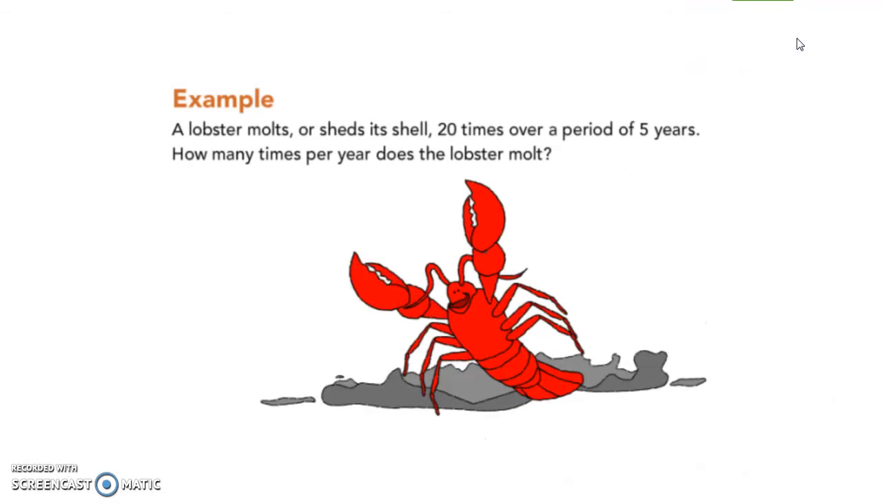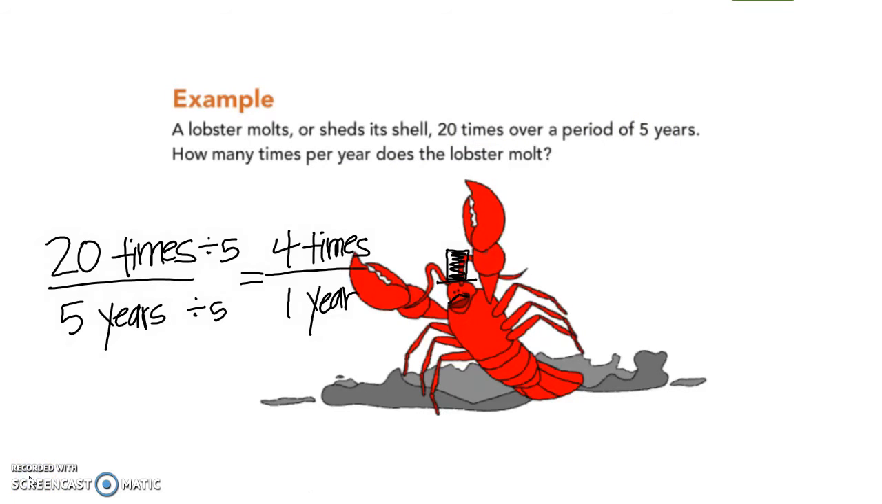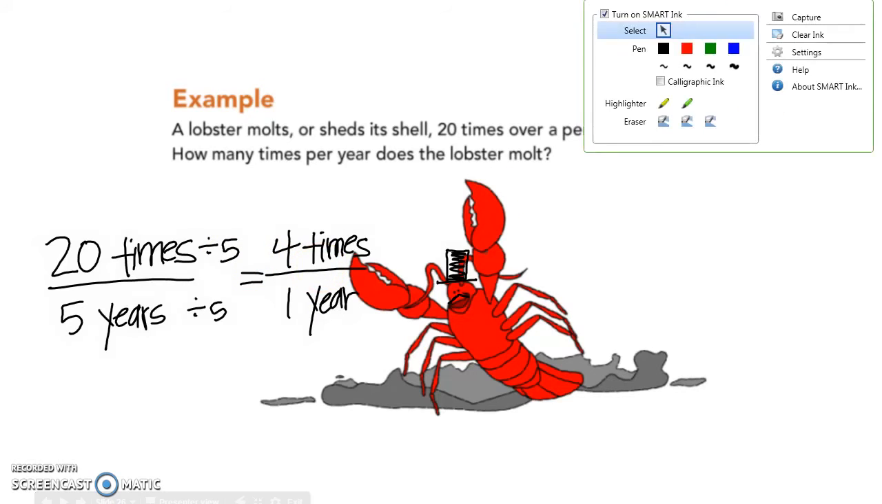On your own, find the unit rate, the number of times per year, that this lobster molts. If it molts 20 times in 5 years, how many times per 1 year does it molt? So if I have the rate, 20 times that the lobster molts in 5 years, then I would divide by this number in the denominator to get a denominator of 1 year. That's going to tell us how many times per year. Divided by 5, we would get 4 times per year. Isn't that fun? Okay. I think we get the point of this.